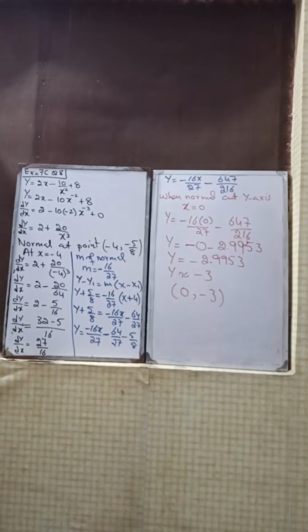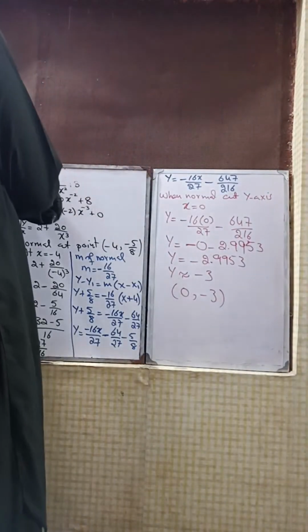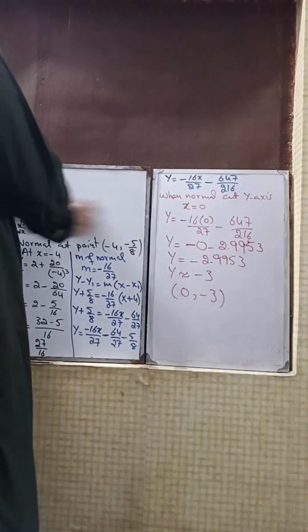So this is how you do exercise 7C, question number 8. In this exercise, there are a total of 16 questions. Okay, let's do one more question, question number 9, and then we will call it a day. So let's do the next question.